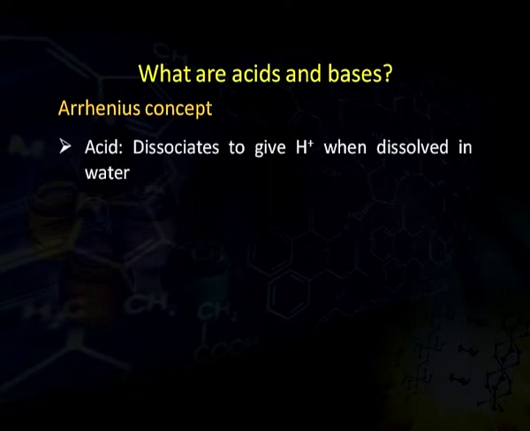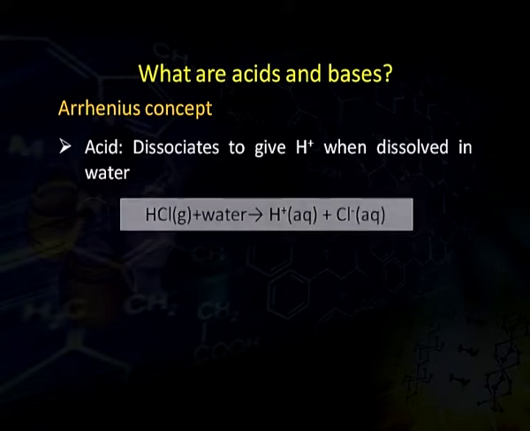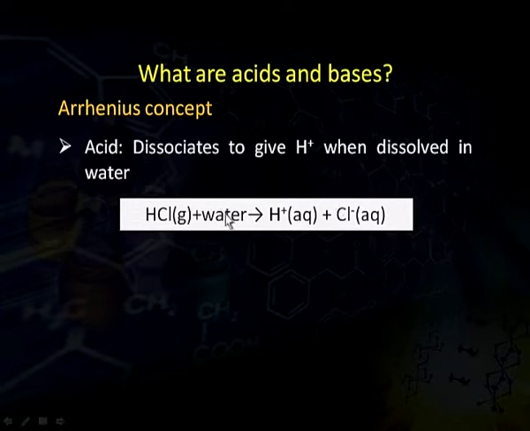There are different concepts which describe acids and bases. The first concept among them is the Arrhenius concept. According to the Arrhenius concept, an acid is a substance which dissociates to give a proton, that is H positive ion, when dissolved in water. For example, we have hydrochloric acid. When we dissolve this hydrochloric acid in water, we get a proton and chloride ion. Since this acid is giving a proton in water, it is classified as an Arrhenius acid.